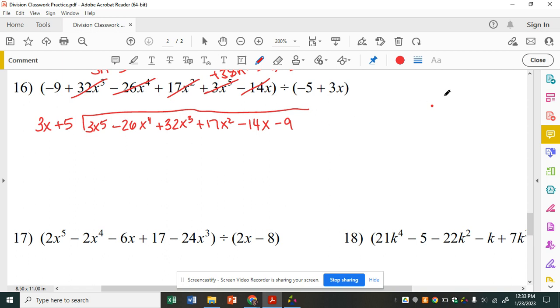I'm going to do it without those side pieces that I had written above. So 3x, to get to 3x to the 5th, I wouldn't have to multiply my constant, but I would have to multiply by x to the 4th. 3x times x to the 4th gives me 3x to the 5th. But I change the sign. 5 times x to the 4th is 5x to the 4th, but I change the sign. I make it negative. So I add these together. These cancel. Negative 26 minus 5 is negative 31x to the 4th.